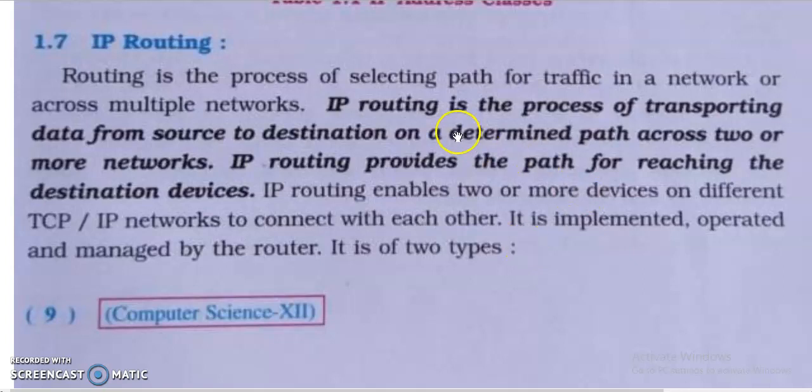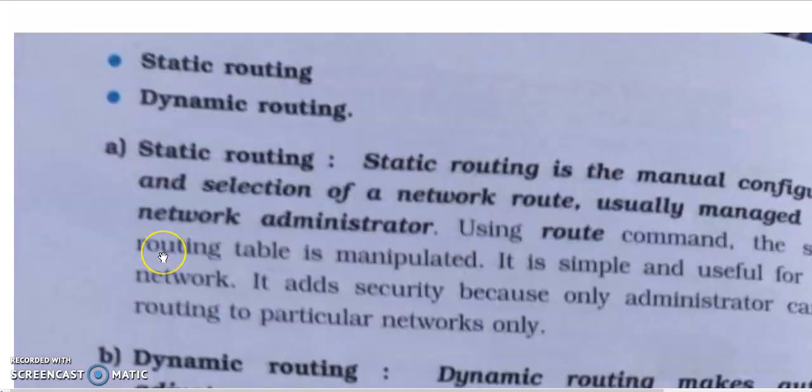So routing is a process of selecting a path for traffic in a network or across multiple networks. IP routing is the process of transporting data from source to destination on a determined path across two or more networks. IP routing provides the path for reaching the destination devices. IP routing enables two or more devices on different TCP/IP networks to connect with each other. It is implemented, operated, and managed by the router, and its types are static routing and dynamic routing.